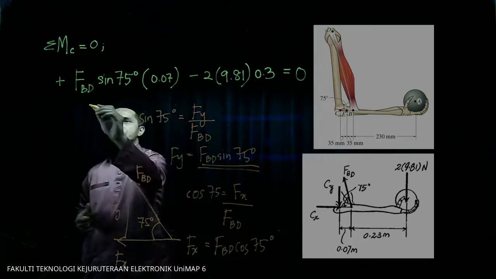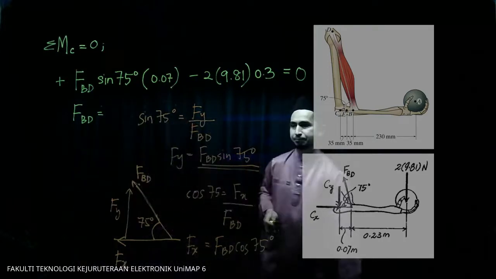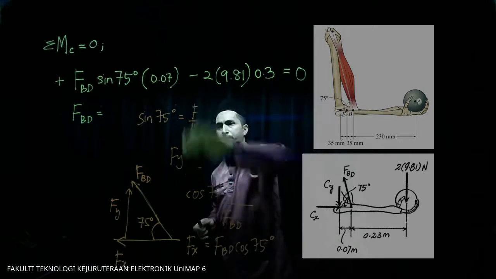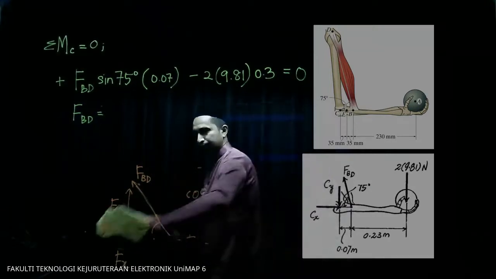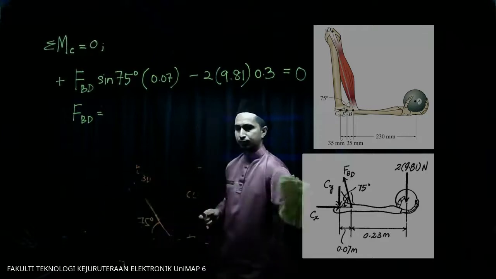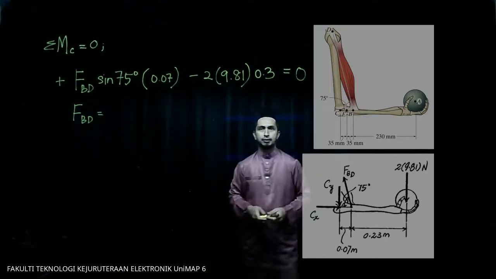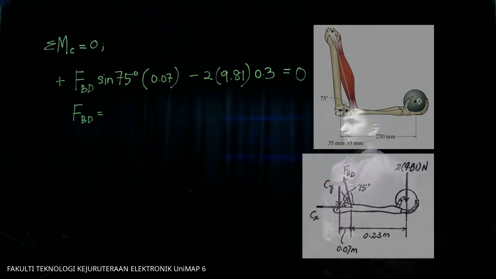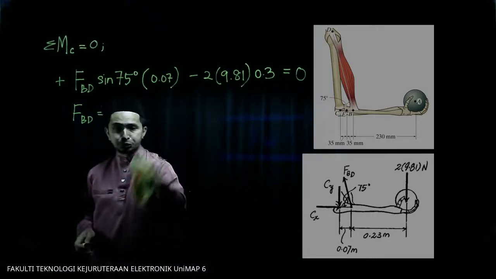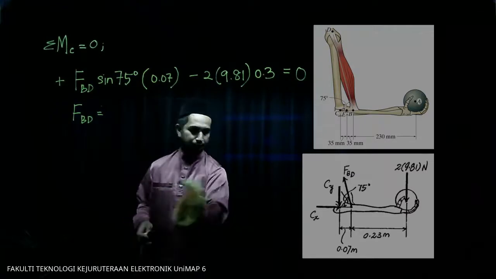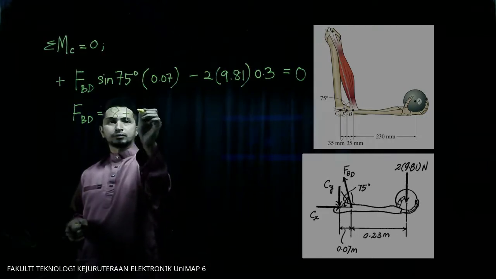From this equation, straight away you will get FBD equals to, boleh baca kat saya jawapan tak? Berapa nilai FBD? FBD equal to, berapa jawapan dia? Dalam slide pun ada tu. Tapi tak sure lah jawapan betul ke tak. 87.05 Newton.